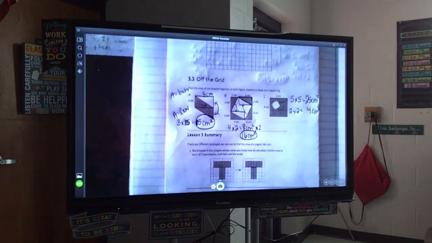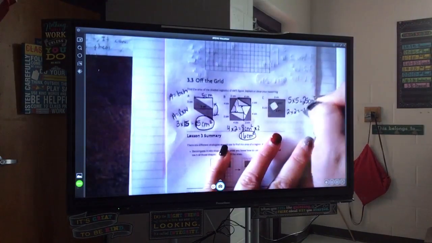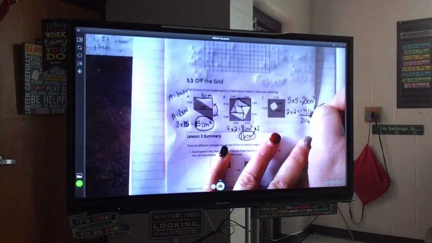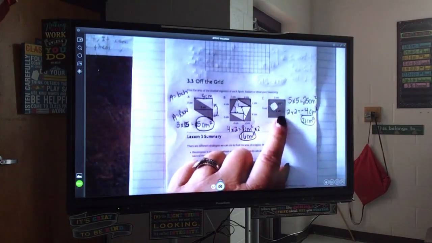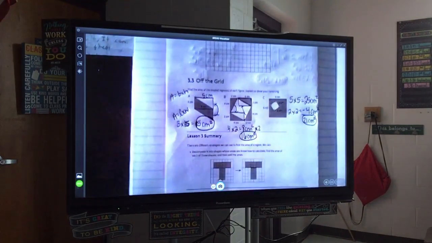You are right. Neither one of those is my answer. What do I actually have to do with 25 and 4? Noah, do you know? Yes. So 21 centimeters squared is the total area of the shaded part. Does that make sense?